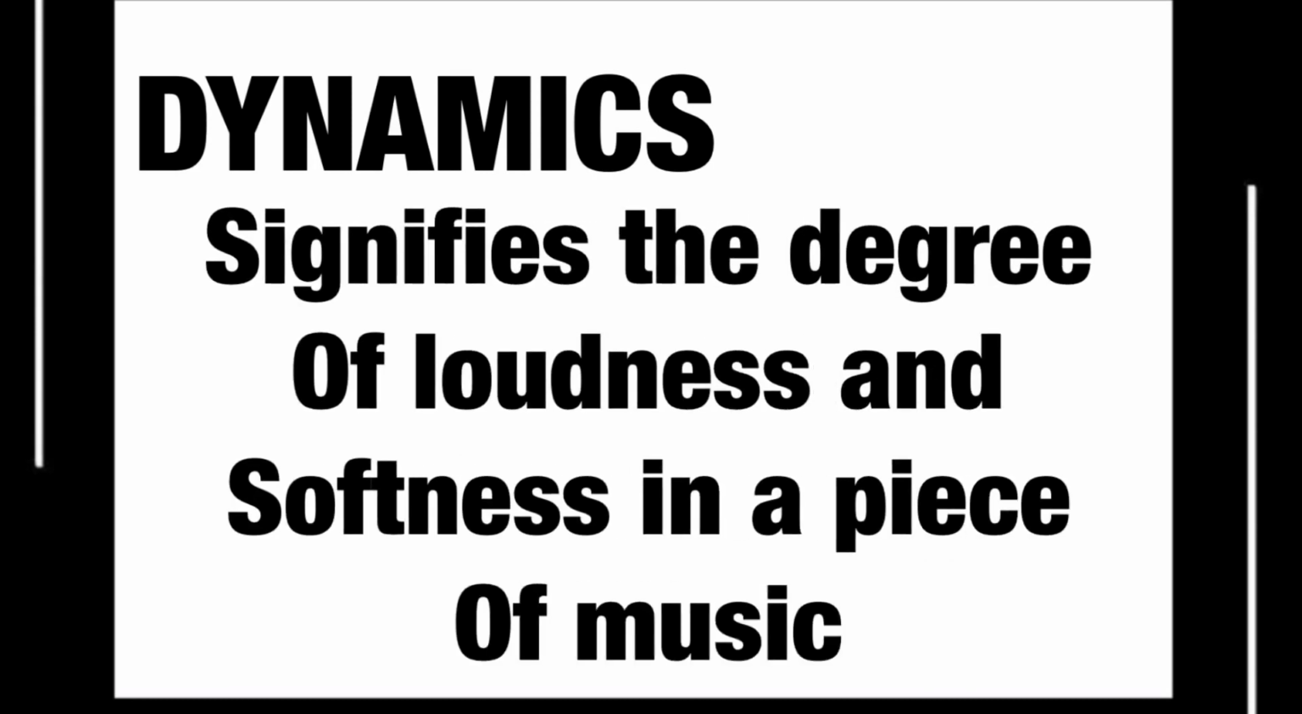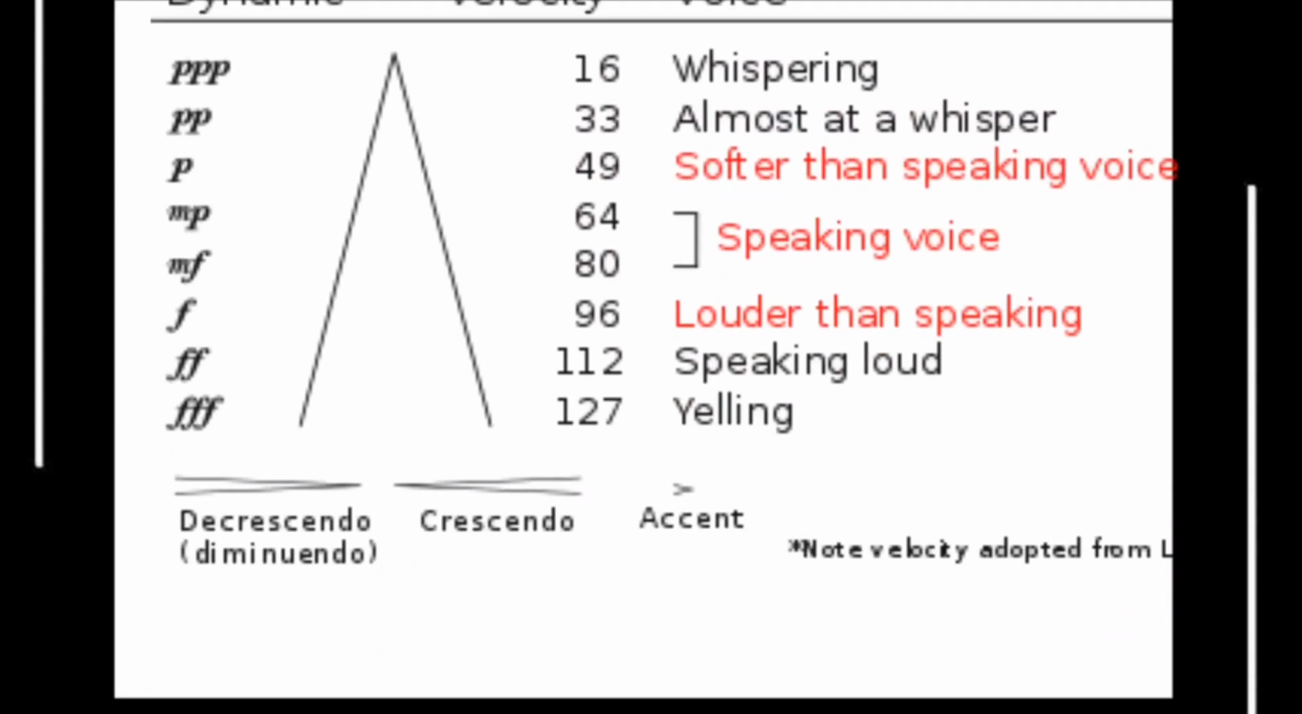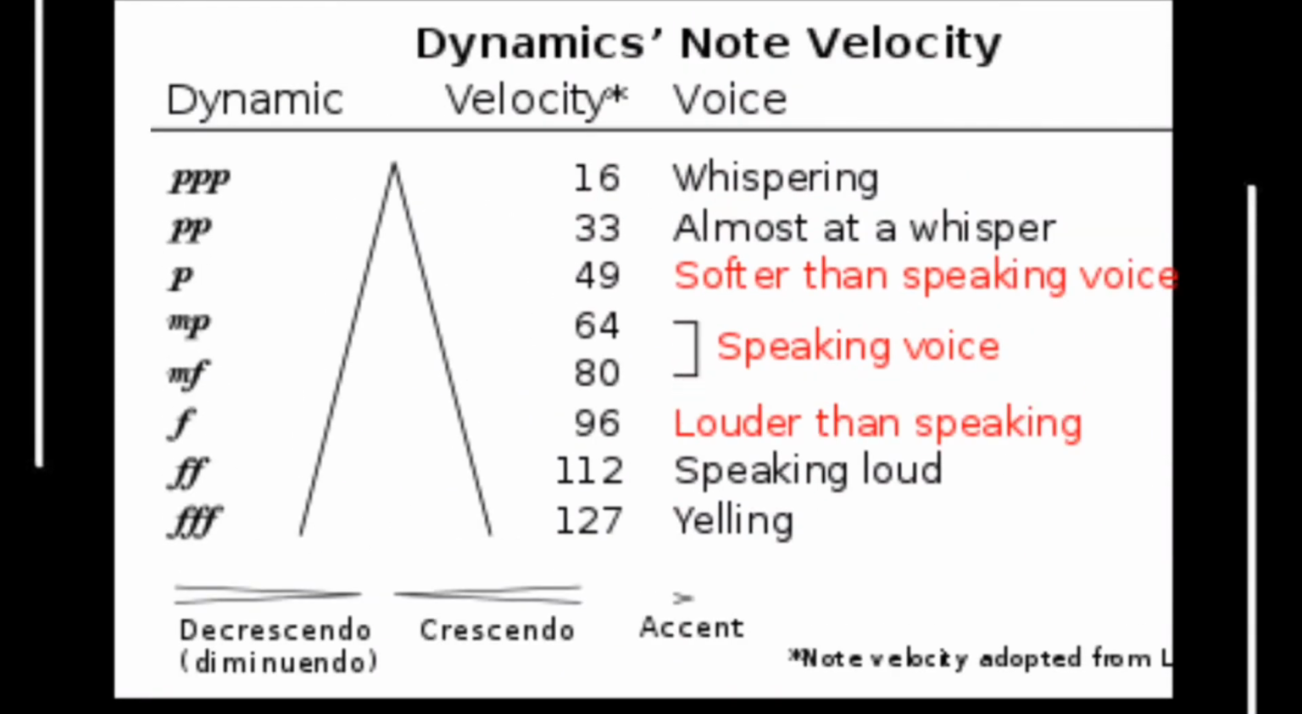Now let's go to the next element of music, which is dynamics. Dynamics signifies the degree of loudness and softness in a piece of music. In order to identify how loud or soft you're going to perform a song, we have dynamic markings. But it is also written in Italian. But when you look at a musical score, you will only see abbreviations.